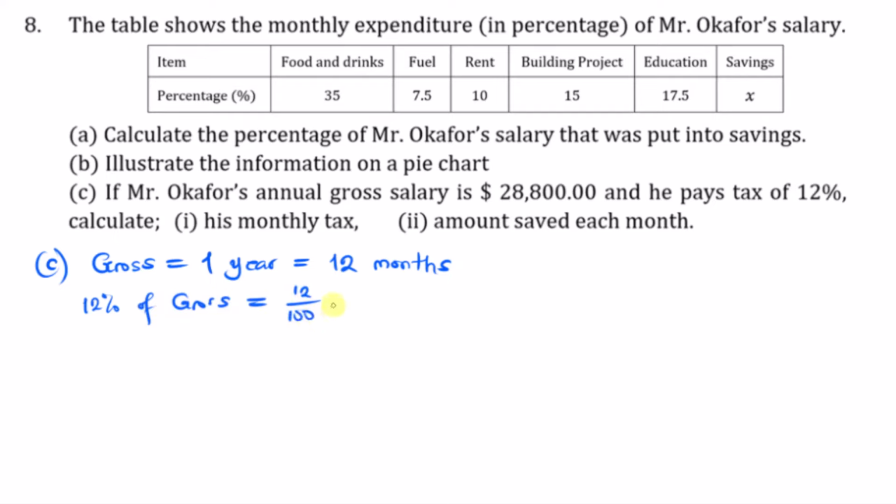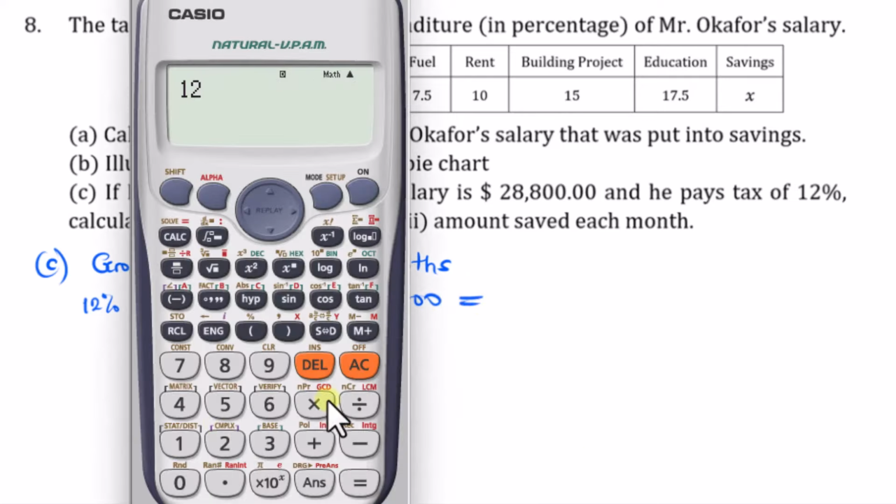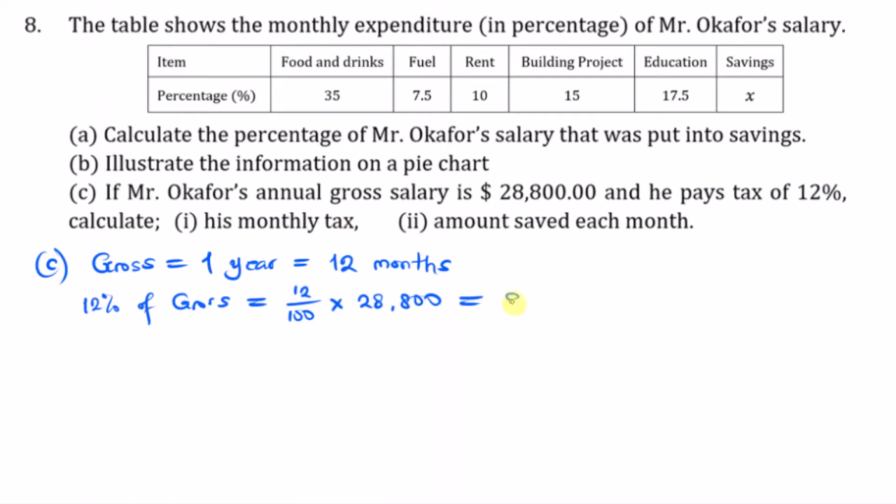over 100 multiplied by this value that we have here, $28,800. And if we use our calculator, 12 divided by 100 times 28,800, that's going to give us 3,456. So this is $3,456. Okay, and now if that is for 1 year, because that is the gross.